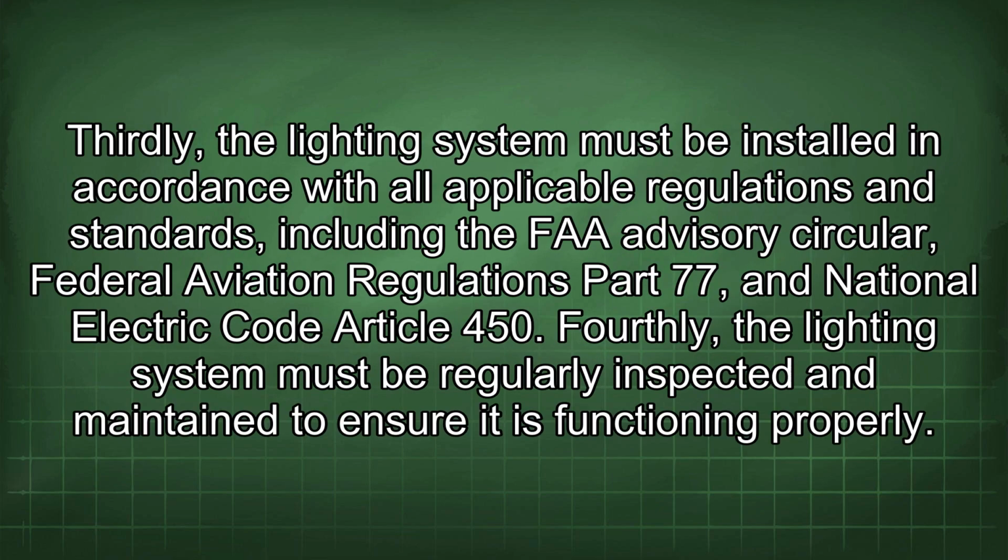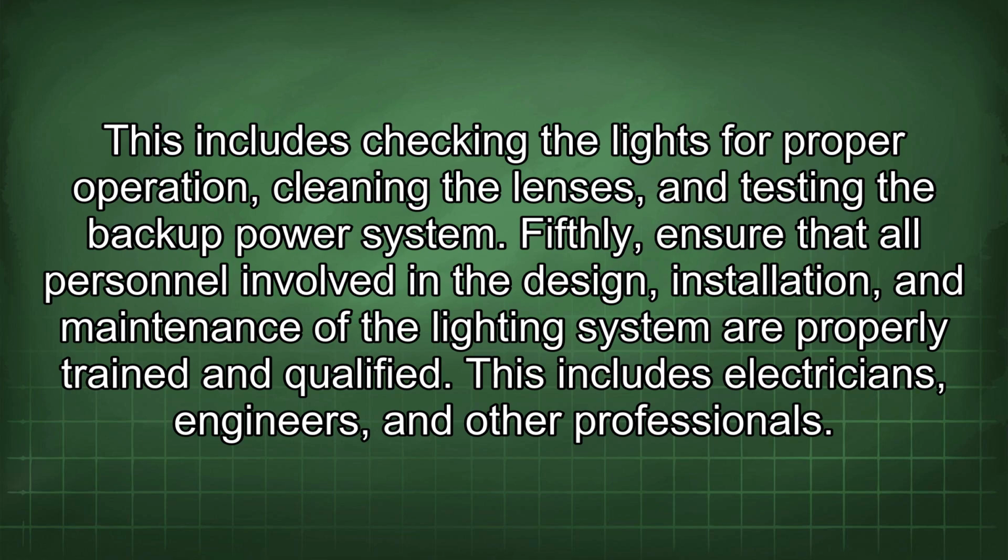Thirdly, the lighting system must be installed in accordance with all applicable regulations and standards, including the FAA Advisory Circular, Federal Aviation Regulations Part 77, and National Electric Code Article 450. Fourthly, the lighting system must be regularly inspected and maintained to ensure it is functioning properly. This includes checking the lights for proper operation, cleaning the lenses, and testing the backup power system.